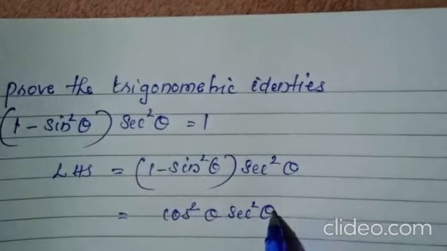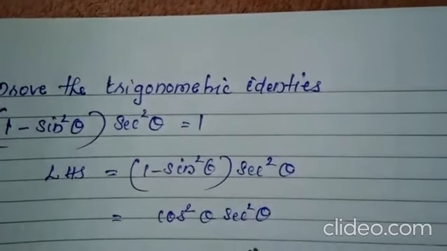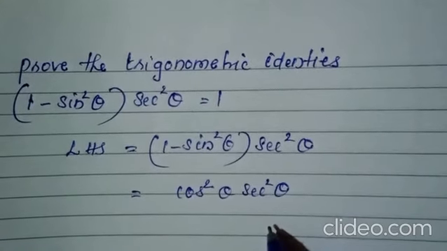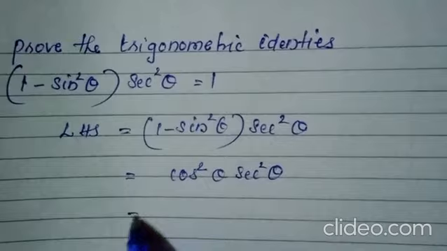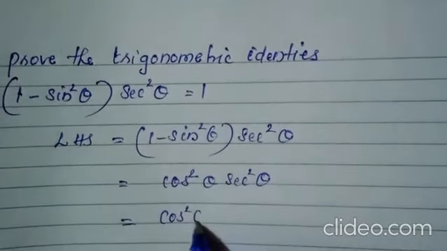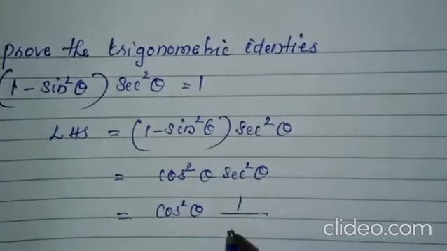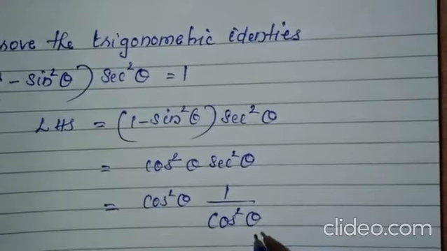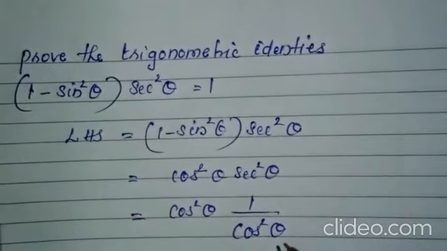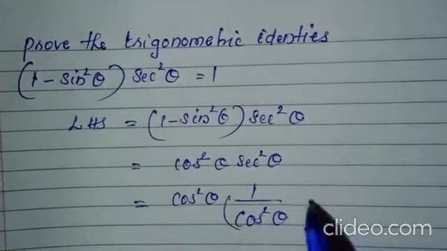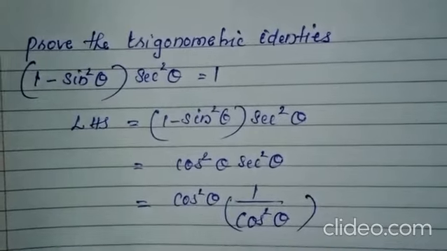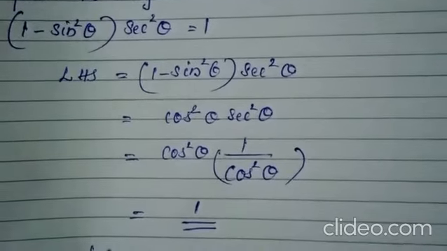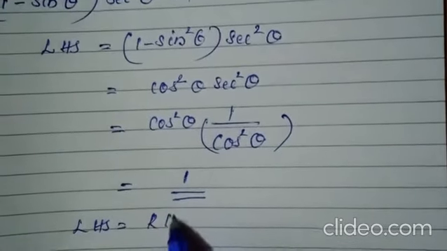Is it? So sec theta means 1 by cos theta and sec square theta means it will come 1 by cos square theta. Is it? So cos square theta into 1 by cos square theta. If we cut cos square theta, we will get the answer 1. So LHS is equal to RHS.